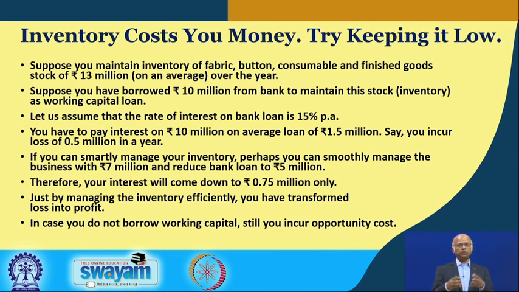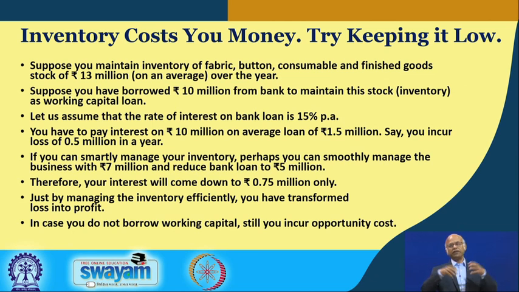Suppose you are maintaining 13 million worth of stock, and suppose you borrow 10 million rupees from the bank. At the end of the year you are going to pay interest of 1.5 million, that is 15 lakh rupees. Whereas if you can reduce the inventory, you can manage it in collaboration with your suppliers, meaning whenever you need the supply, if the supplier is ready to supply, you can maintain lower stock, and then eventually you can pay less interest, 7.5 lakh only.